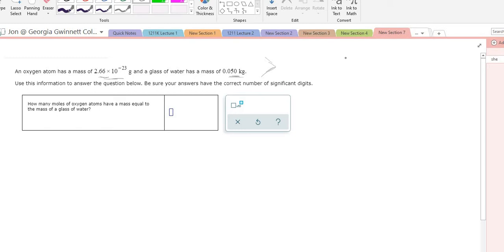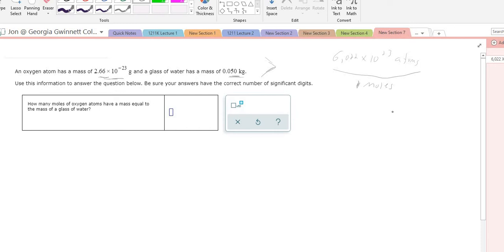One of the things that we're going to have to know is that there are 6.022 times 10 to the 23rd atoms in 1 mole. And that could be atoms of oxygen in this case. It could be atoms. It could be anything. Okay, but this is Avogadro's number, 6.022 times 10 to the 23rd something, atoms in this case, for every mole.